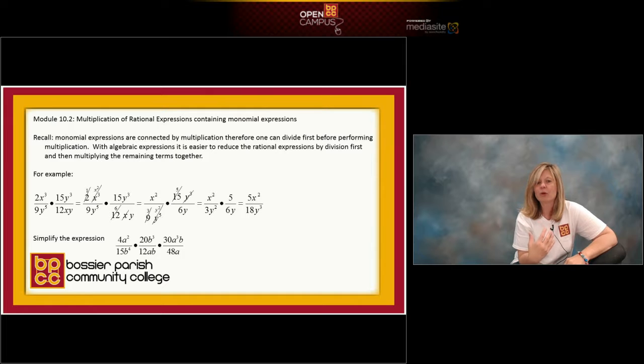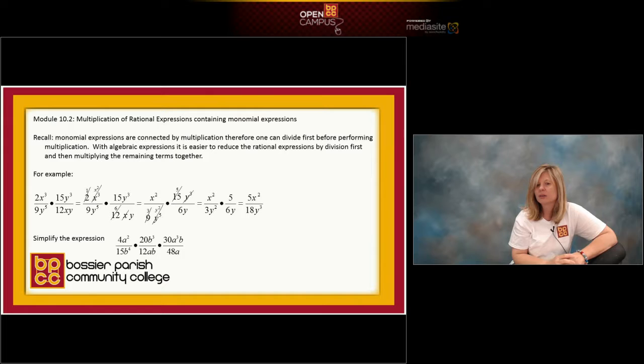So if I take my numerator, 15, and divide it by 3, I get 5. And if I take y cubed and divide it by y cubed, it's gone. It makes a 1. So only left in that numerator is a 5. If I go to that denominator, take the 9, divide it by 3, I get 3. And if I take y to the fifth and divide it by the y cubed, I get y squared. So now what I'm really multiplying is x squared over 3y squared times 5 over 6y.